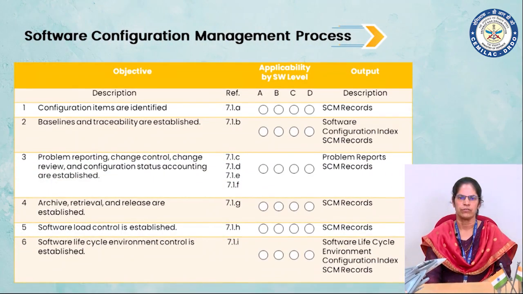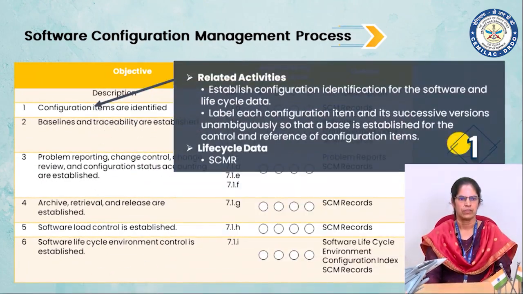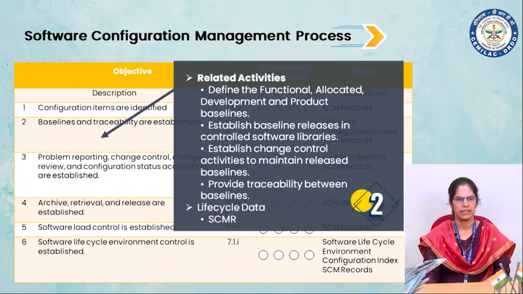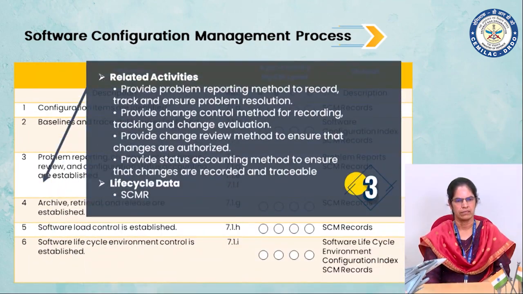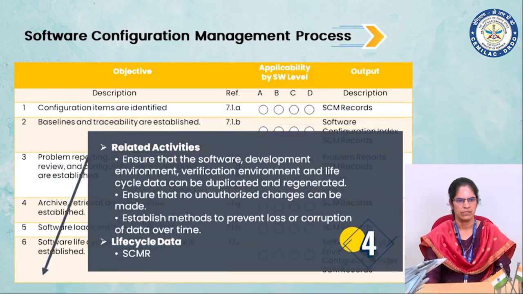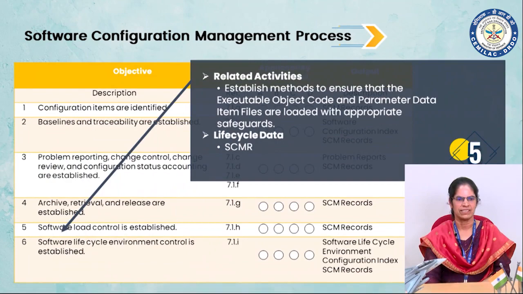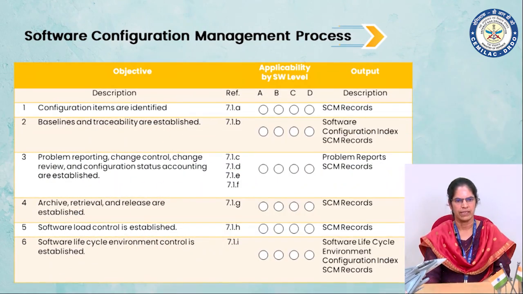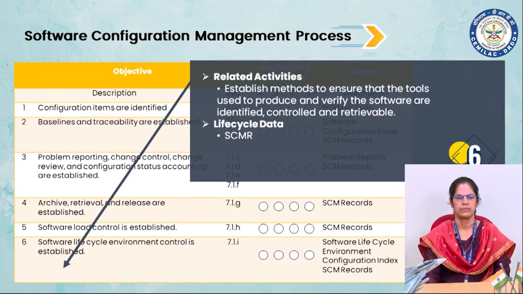Objectives of the software configuration management process are: configuration items are identified, baselines and traceability are established, problem reporting, change control, change review, and configuration status accounting are established, archive, retrieval and release are established, software load control is established, software lifecycle environment control is established.